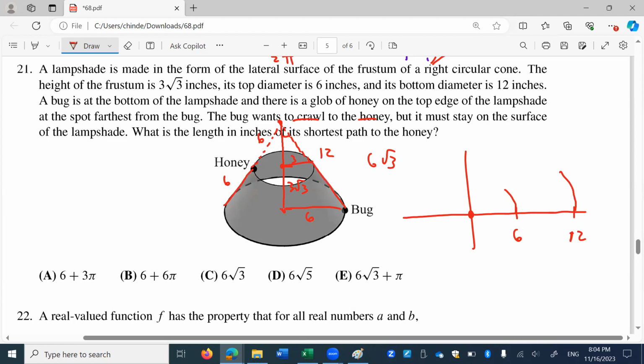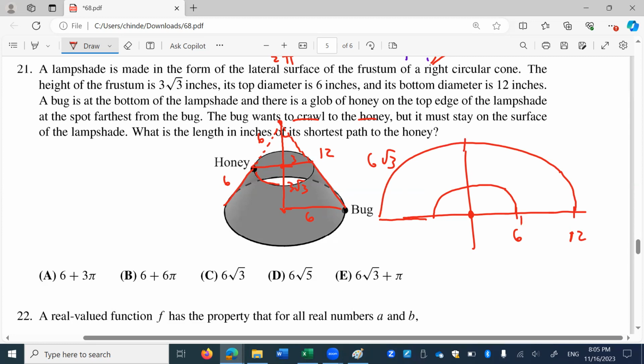The diameter at the top was 6, radius 3, so it's going to be 6 pi for the length of the top circle. 6 pi, but the radius is 6. When we unroll it, that's exactly half a circle. Right? And the bottom is the same. The circumference of the bottom circle is 12 pi, so we're going to have exactly a half circle when we cut and unroll the lampshade.